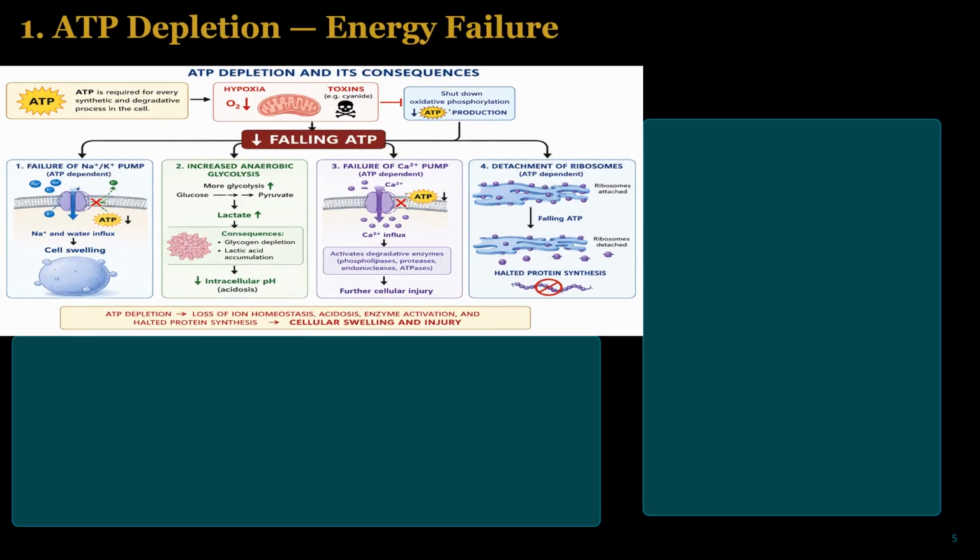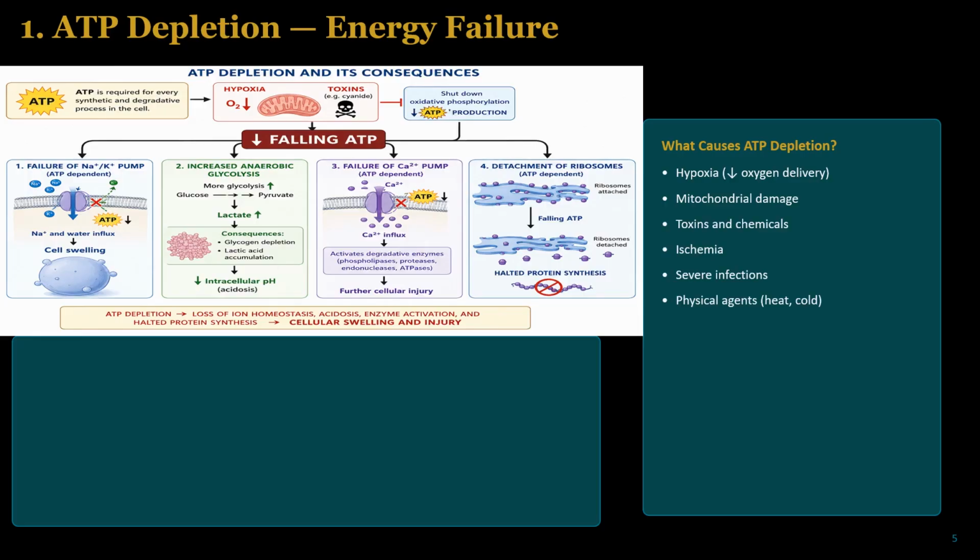But before talking about how ATP depletion causes cell injury, let's look at what the causes of ATP depletion are. How do we have ATP depletion inside our cells? The causes of ATP depletion include hypoxia, mitochondrial damage, toxins and chemicals, ischemia, severe infections, and physical agents. Let's say, for example, we have ischemia. Ischemia is reduced supply of blood to an organ or a cell. So let's say an organ is supposed to receive 100 ml of blood, but the organ is receiving 20 ml of blood. The organ is said to be ischemic.